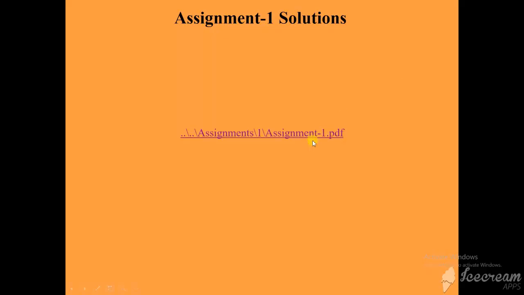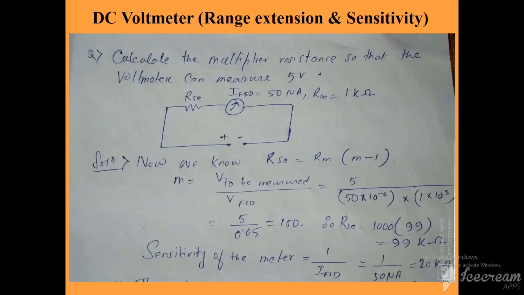So next we go to some numericals. Some numericals are taken today. Some are a bit easy, some are a bit tough. So calculate the multiplier resistance so that the voltmeter can measure 5 volt. It is easy, you have done this thing. So this is the voltmeter connected here. You have to measure a voltage of 5 volt. So these things are given: IFSD is equal to 50 microamp and Rm is equal to 1 kilo ohm. These are the meter properties.